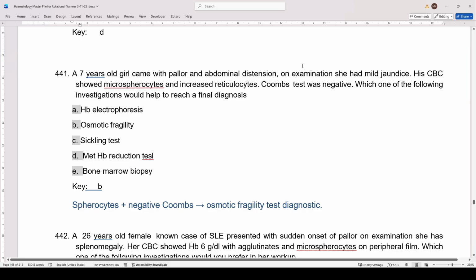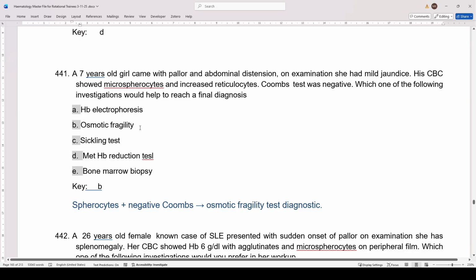So this is a case of hereditary spherocytosis, because you see the spherocytes in the peripheral smear, you see increased reticulocyte count, which tells us that it is a case of hemolysis. And then Coombs was negative; if Coombs is positive, it is autoimmune hemolytic anemia. While hereditary spherocytosis, hereditary elliptocytosis, these are not. Coombs are negative; they are non-autoimmune hemolytic anemia. Okay. So in this case, they are asking which investigation will help to reach the diagnosis. So it is the osmotic fragility test.